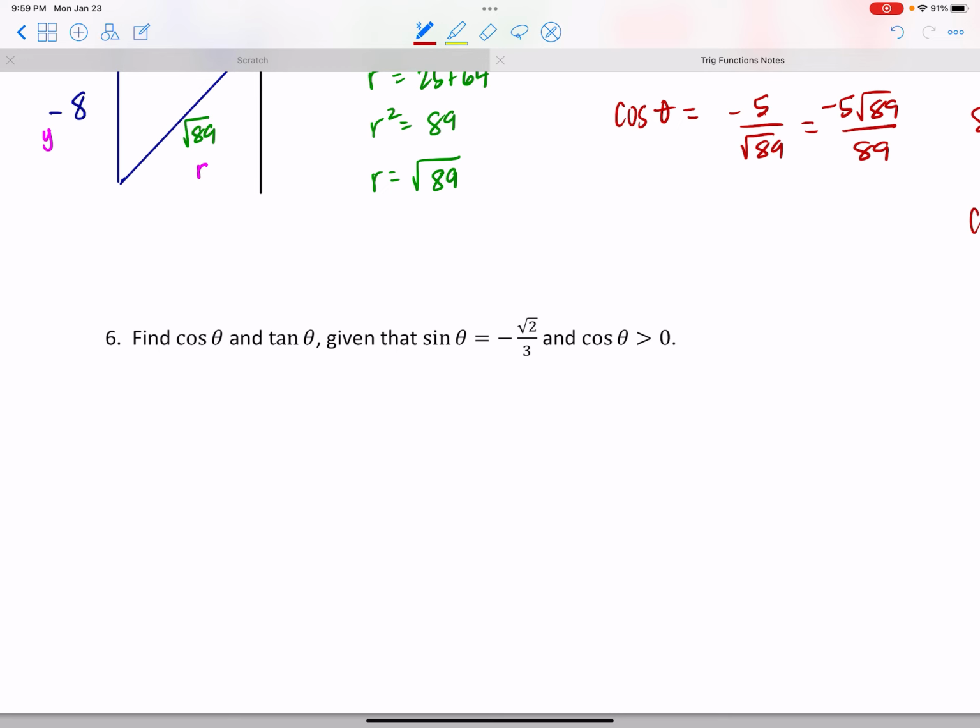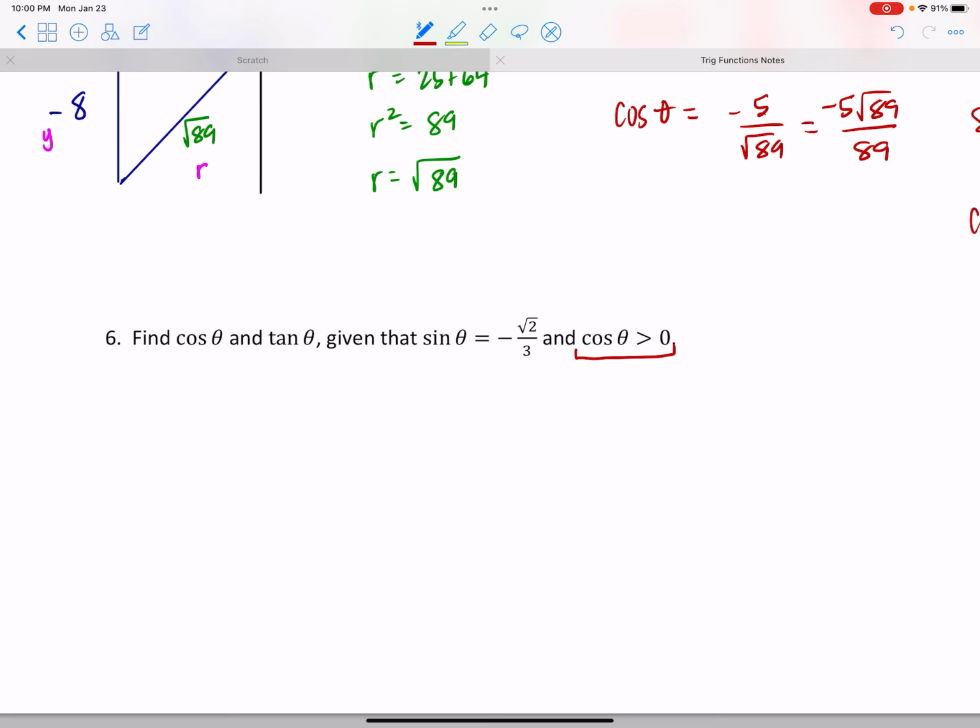Not all the trig ratios in this case, it just says to find cosine and tangent, but we're given information a little bit differently, and I could have asked you to find any of the trig ratios. I'm just focusing on two here. So it says find cosine, find tangent, and here's what we're given. It says that the sine of our angle is negative radical 2 over 3, and it says that our cosine is greater than 0. So what does it mean for our cosine to be greater than 0?